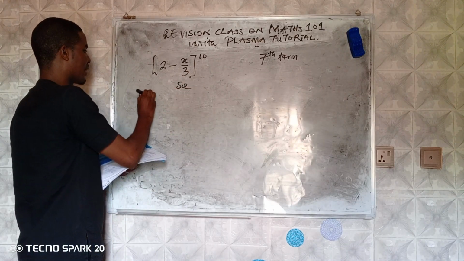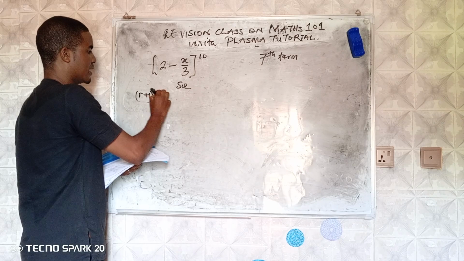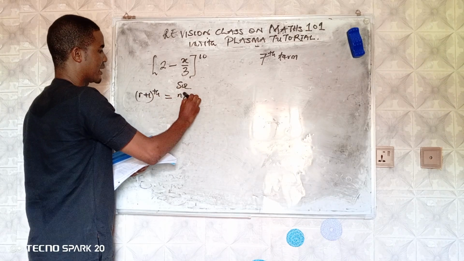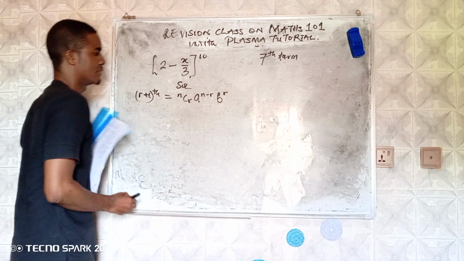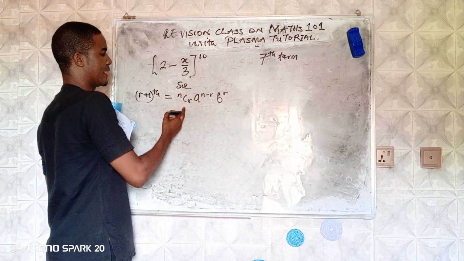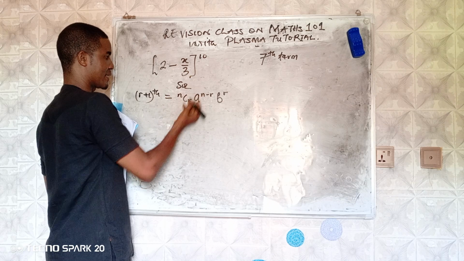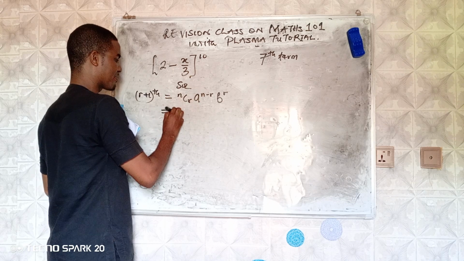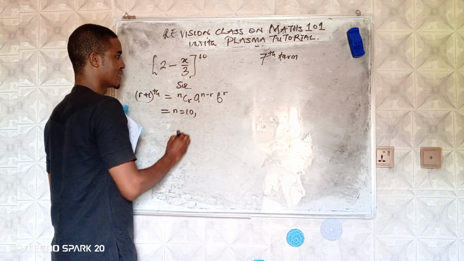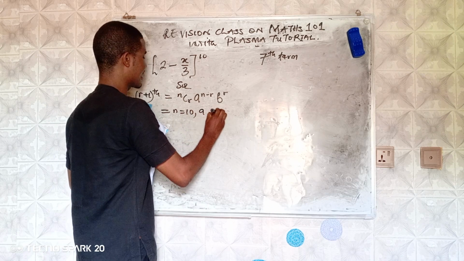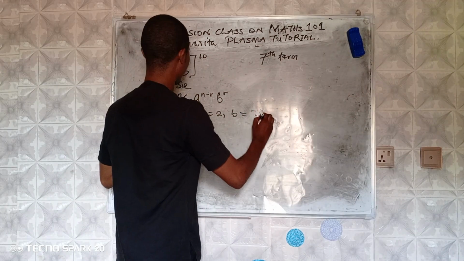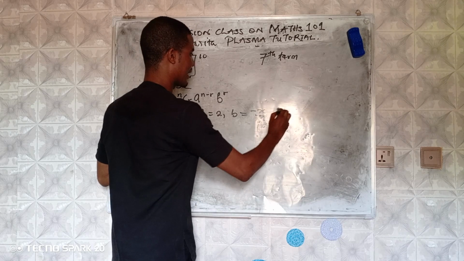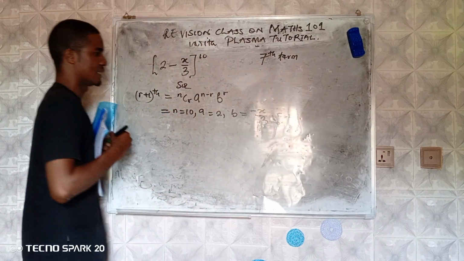We're going to be using the (r plus 1)th term equals n combined r, a raised to power n minus r, b raised to power r. So finding the parameters given to me here, I have that my n is equal to 10, my a is equal to 2, and my b is equal to minus x over 3. Then I need to get my r.